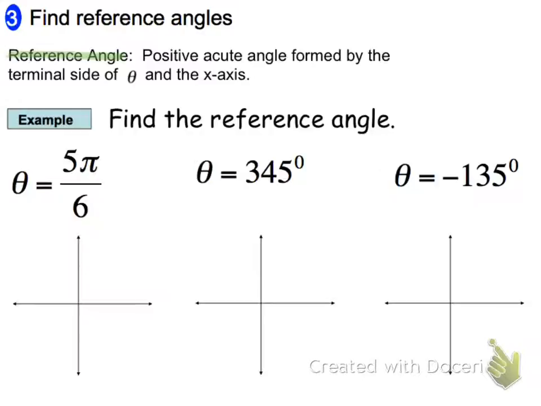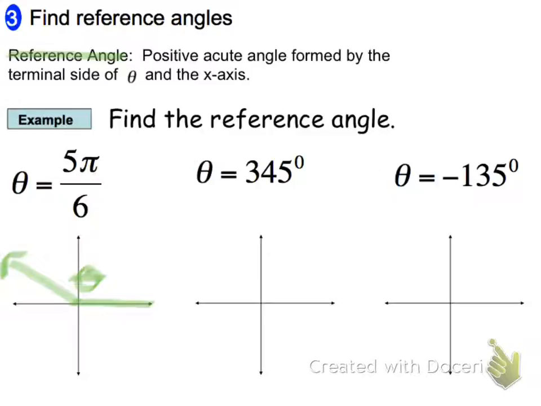Now, the first example is 5 pi over 6 for theta, and we want to know the reference angle we would use. The first thing I'm going to do is draw 5 pi over 6, and 5 pi over 6, hopefully you remember, is somewhere here in quadrant 2. So this right here would be theta. This would be 5 pi over 6. Now, theta is an obtuse angle, and so it's hard to use a right triangle in terms of this theta because it's more than 90 degrees.